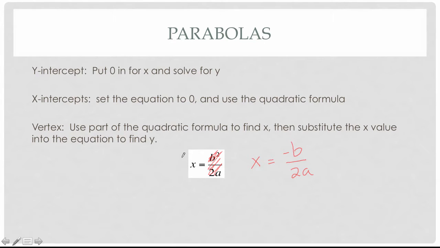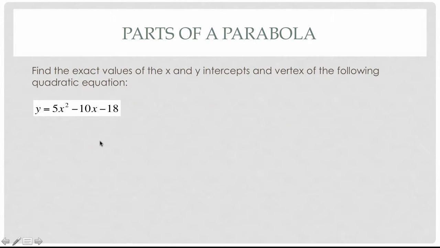So let's go over some examples here. I've got this equation right here. Y equals 5x squared minus 10x minus 18. It's a parabola. I can graph it. Let's find the x and the y intercepts and the vertex. Crunch this thing out. Sort of summarize all that we know with quadratic equations.